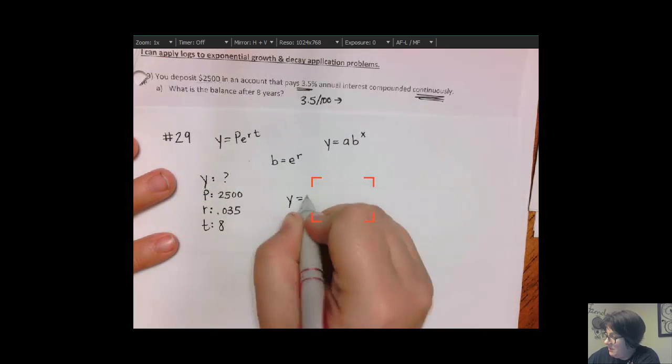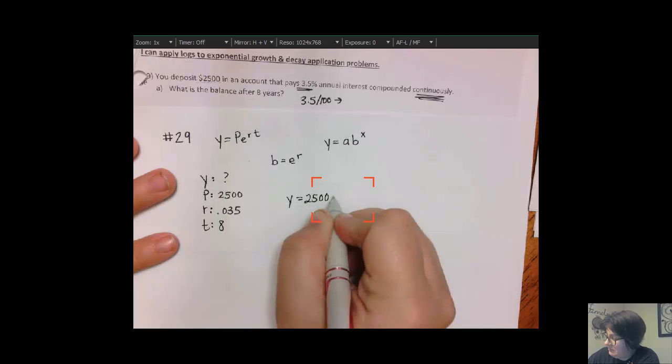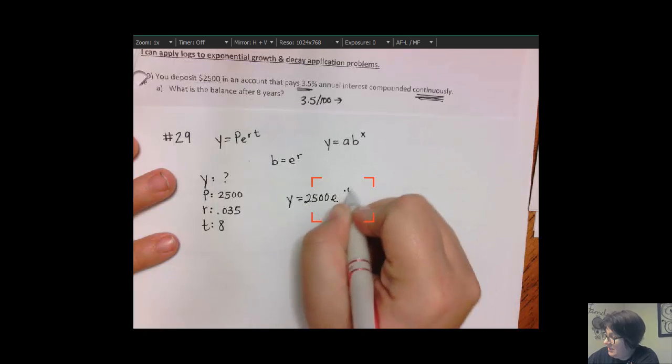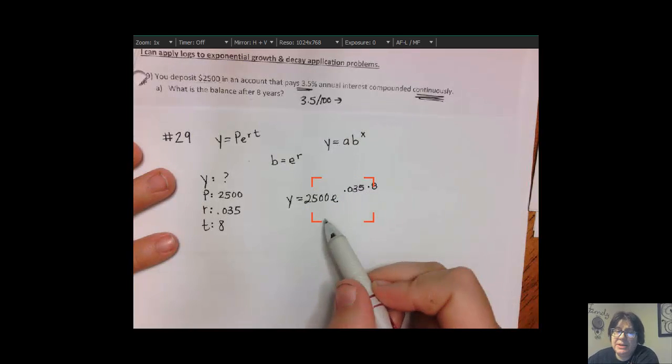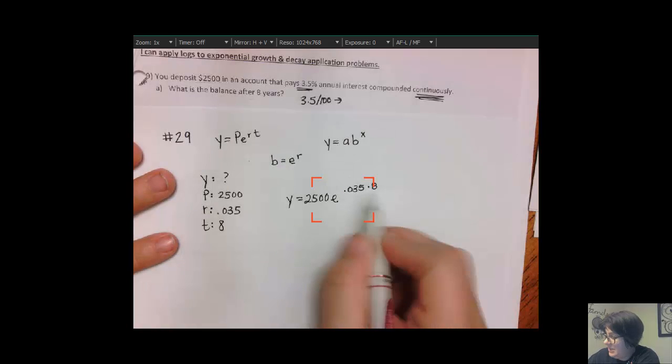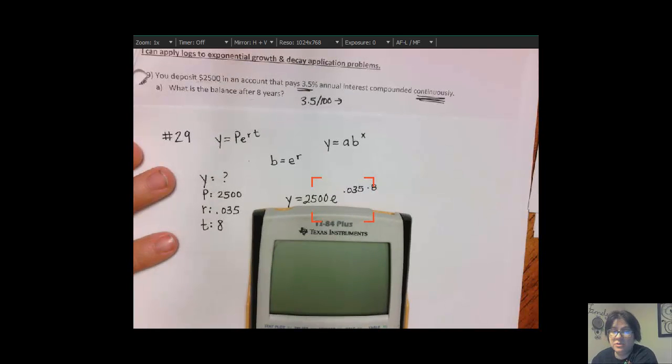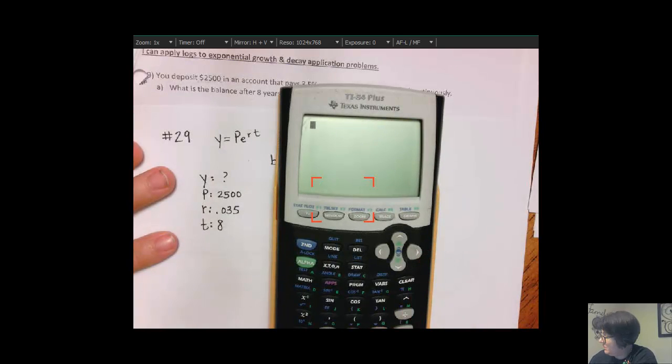So y equals 2,500 e to the 0.035 times 8. The biggest thing, from here you just have to type it in, is making sure that your exponent's all in the exponent. So 2,500. e is in a couple places on your calculator. It's on the inverse of natural log, so e to the x right there, or you've got e on the divide. Either one.